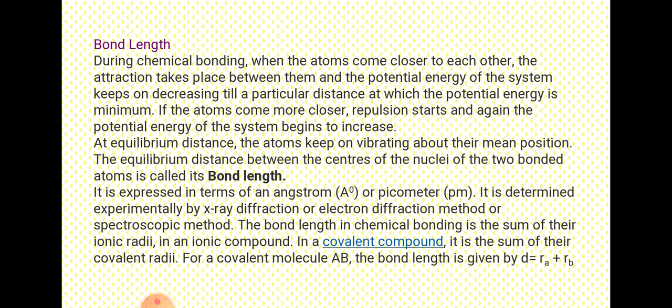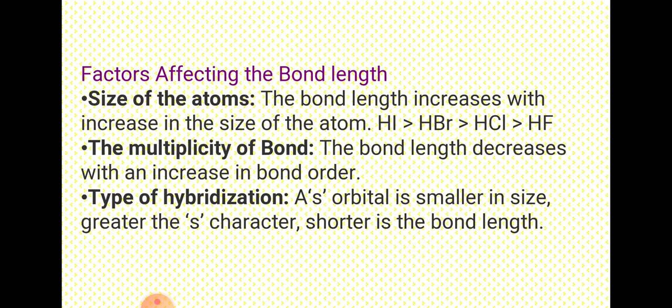The bond length in chemical bonding is the sum of their atomic radii in an ionic compound, and in a covalent compound, it is the sum of their covalent radii. For a covalent molecule, suppose AB is a covalent molecule, the bond length will be given by Ra plus Rb, meaning radius of A plus radius of B.